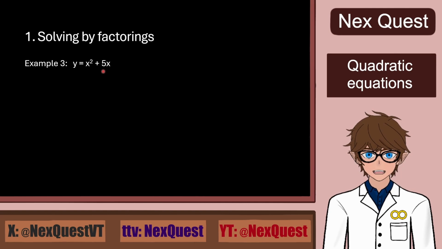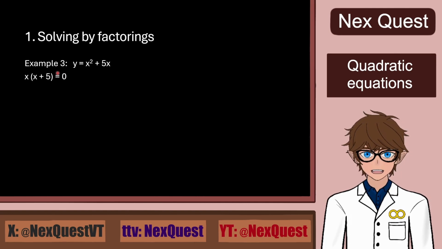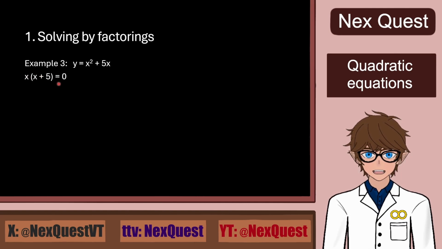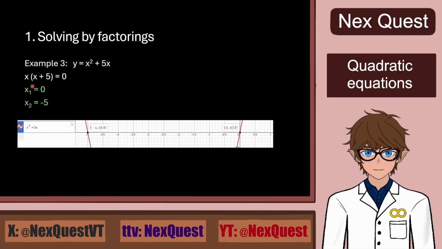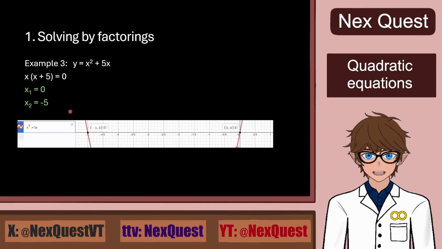Next up, almost the same type, and we do the same process. Y is x squared plus 5x. We take out x. We are left with x plus 5. So again, one root is 0 and the other one is minus 5.